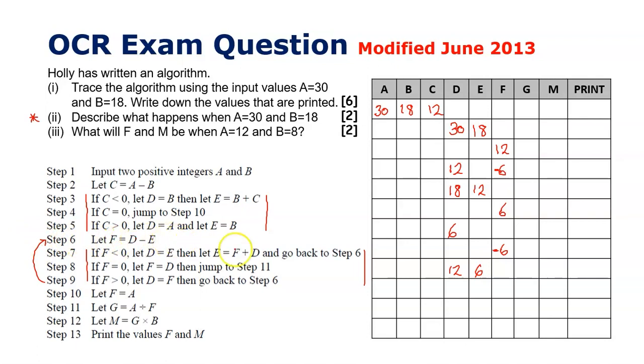F equals D minus E. F, which is this thing here, is D minus E. 12 minus 6 is 6. It seems to be going round and round in circles. Hopefully I'm doing this right.